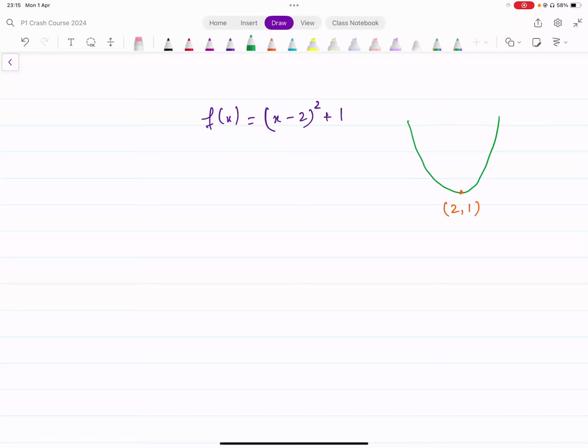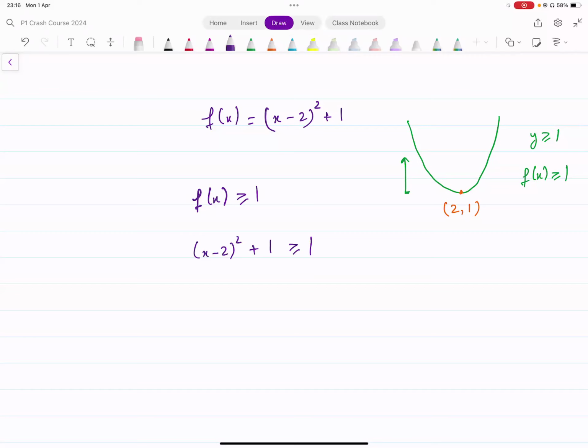What's the range of this function? The range of this function is f of x greater than or equal to 1. y greater than or equal to 1, right? y is basically f of x, that is greater than or equal to 1. So f of x is supposed to be greater than or equal to 1. That means this whole thing, (x minus 2) whole squared plus 1, should be greater than or equal to 1. Does that make sense?